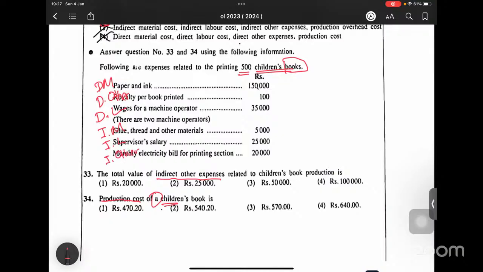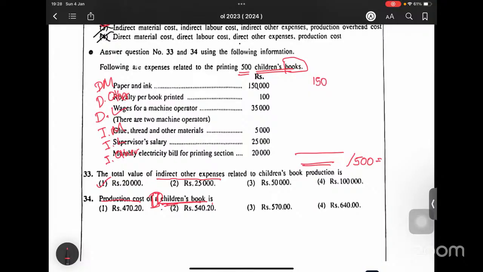Okay, so here the question is the total value of indirect other expenses related to children's book production. So what is the total value of indirect other expenses? 20,000. Easy. So what is the production cost? We need to find the production cost and then we have to divide it by 500 to find the cost of a children's book. Okay, so now we are going to find the production cost.